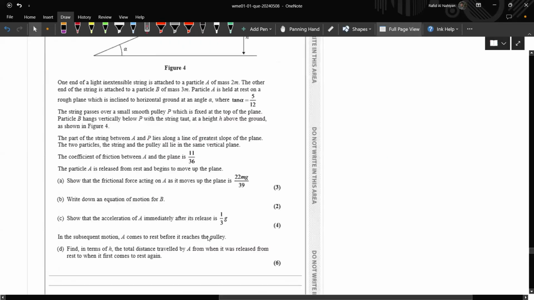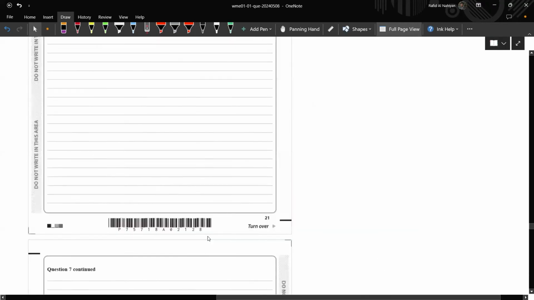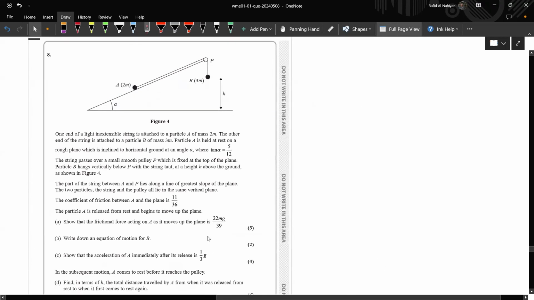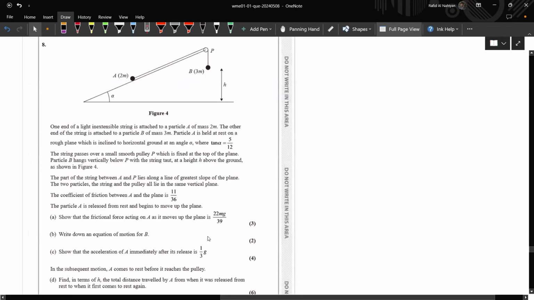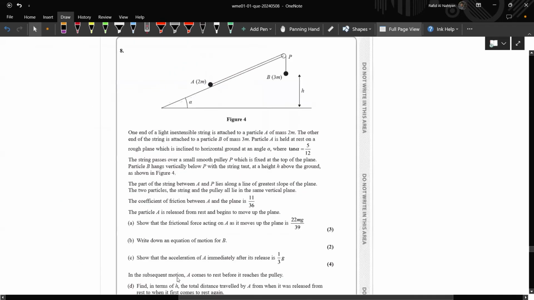Okay, let's go to question 8. Make sure we're done with everything here. Yes. Question 8 says, one end of a light inextensible string is attached to a particle of a mass. Yeah, I like these questions. Okay, let's start.